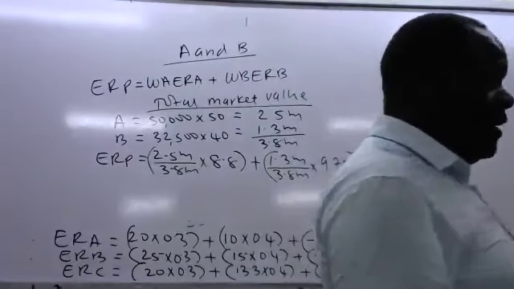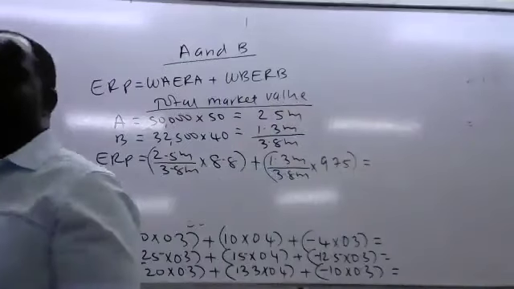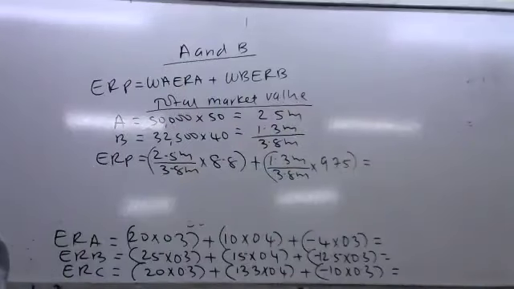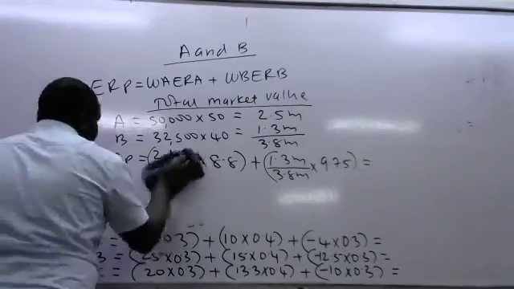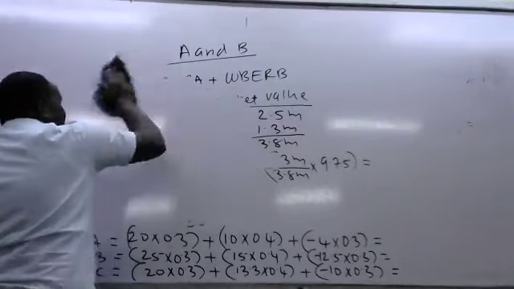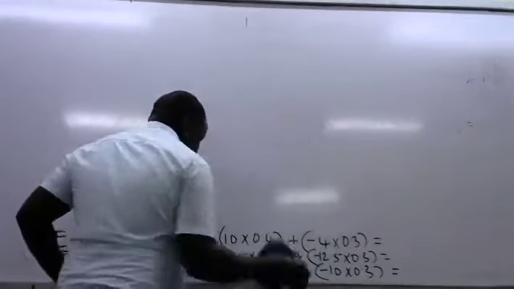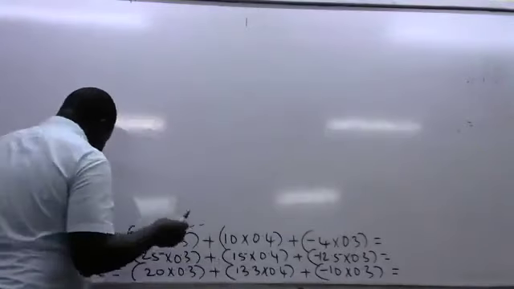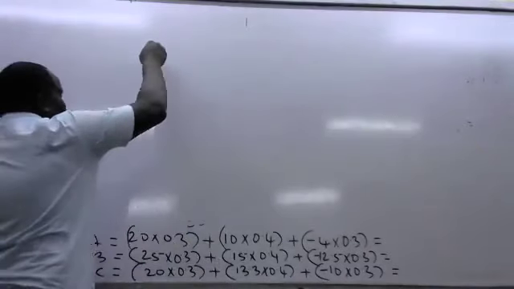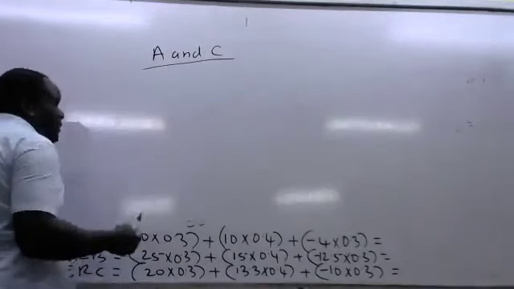So after combination of A and B, we go to another combination. The other combination is A and C. So we do the same for A and C.